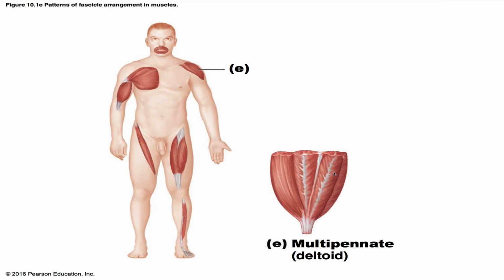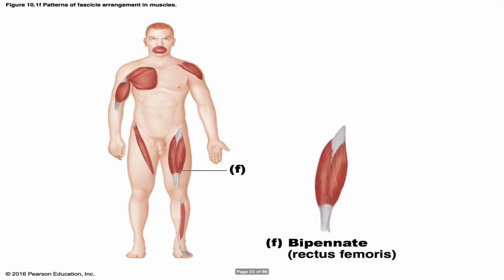If you look over here, it looks like several feathers, and their quills all end up inserting into a single tendon. So this is an example of a multipennate fascicle arrangement.